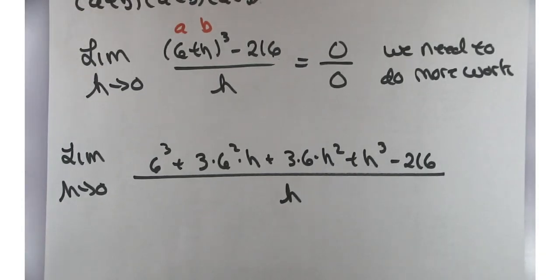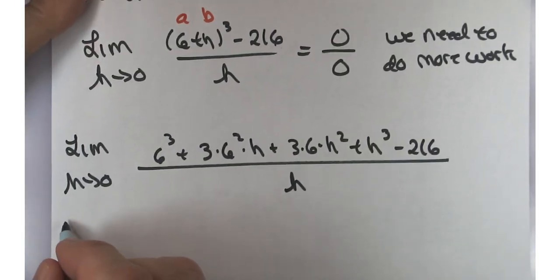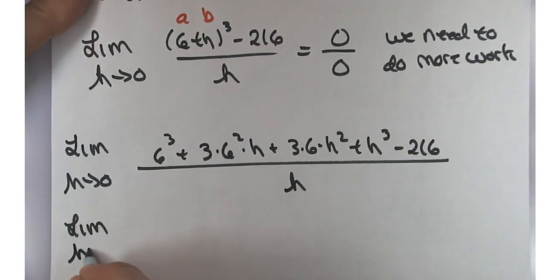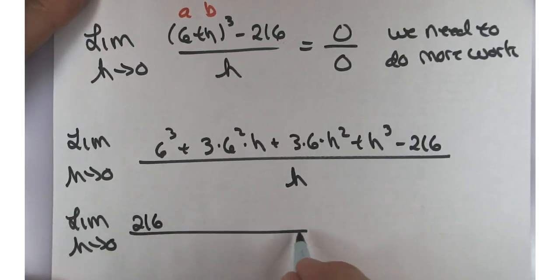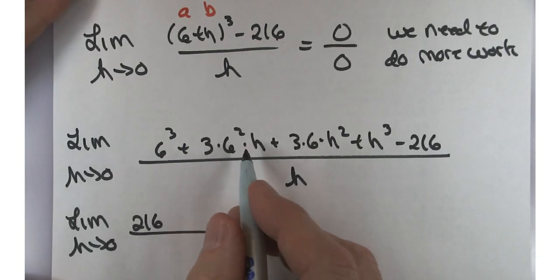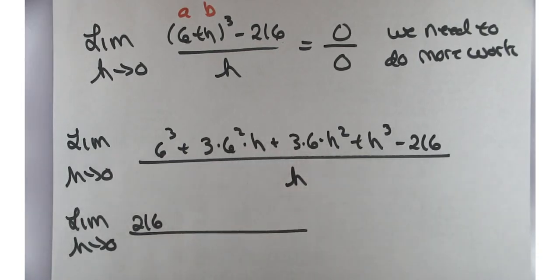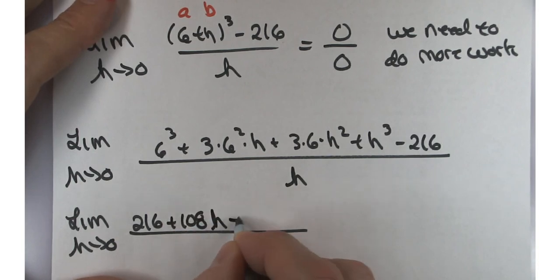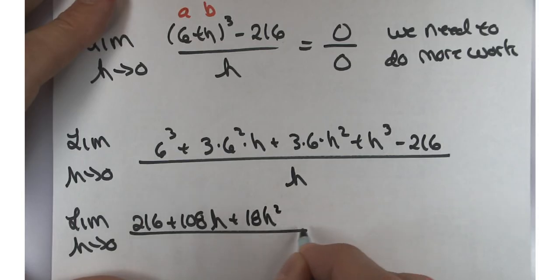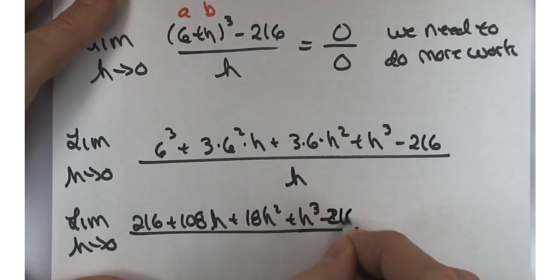Now nothing much has really changed. If you tried plugging in a 0, you'd still end up with 0 over 0. So we're not going to go there. Let's try and clean this up a little bit. That's going to be the limit as h approaches 0 of 216. 36 times 3 is going to be 108h plus 18h squared plus h cubed minus 216 over h.